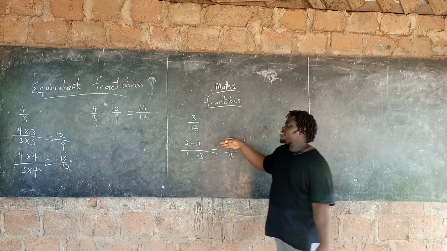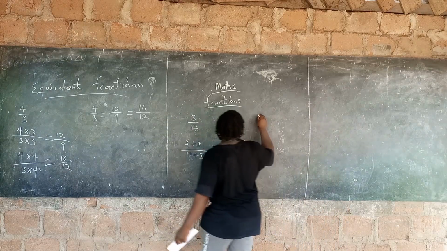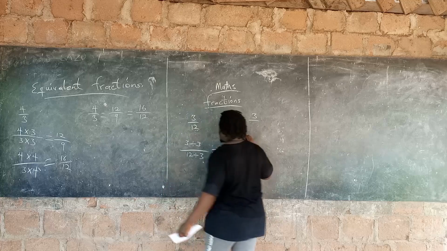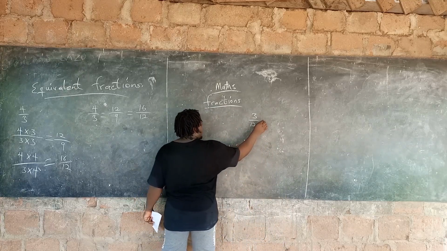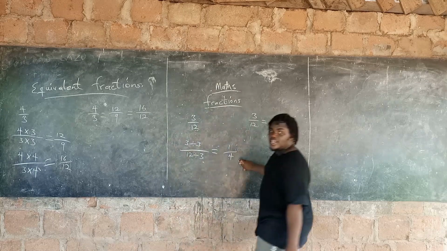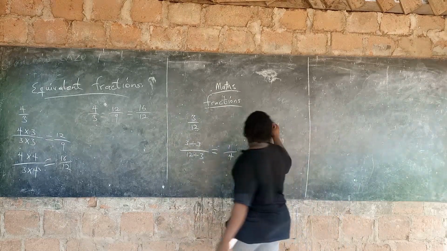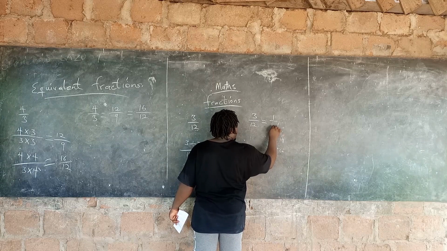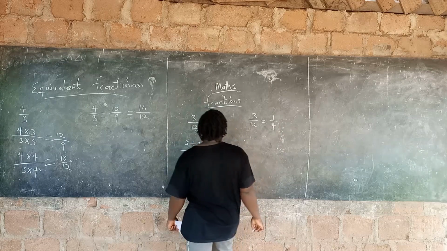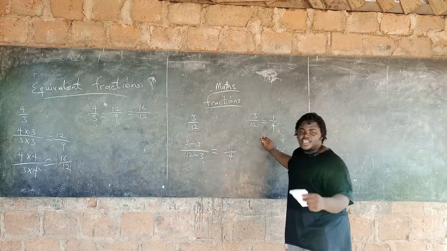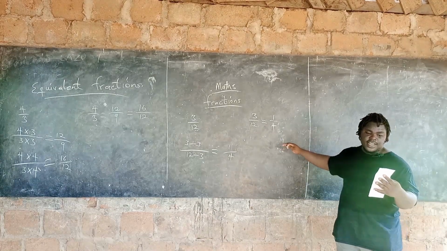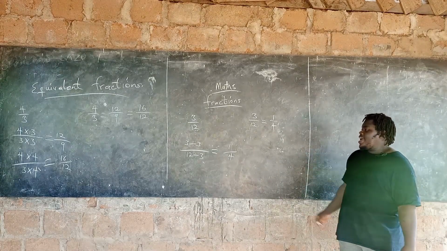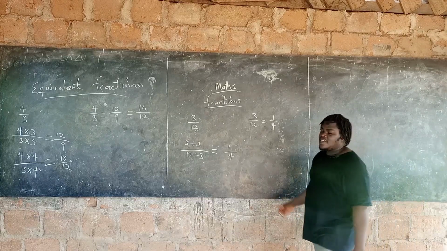So what is this telling us? It's telling us that 3/12 is equal to 1/4. So this is an equivalent fraction. And mostly we call it cancelling.